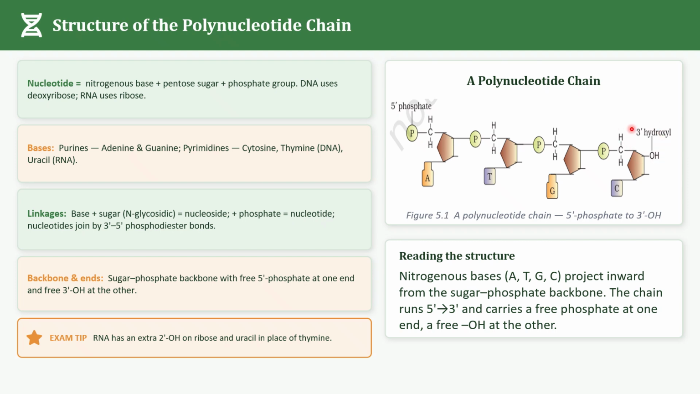So let's see one quick exam tip for you. RNA has an extra 2' OH on ribose and uracil in place of thymine. We already saw these things. Let's move on to the next one.